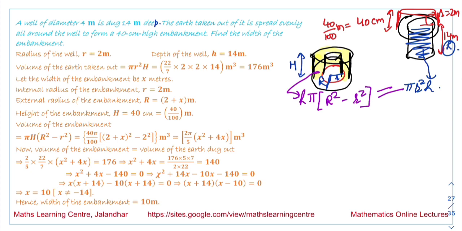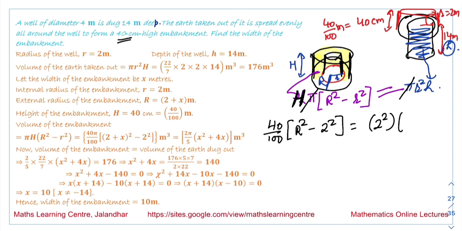So if we substitute the values in this formula, we will see that this pi and pi get cancelled. The height over here is capital H. So the value of capital H, we want to calculate it. The value of this capital H is given to be 40 by 100, into the value of capital R, which we do not know, minus small r square, which is 2 square, equal to 2 square into the value of small h, which is 14.